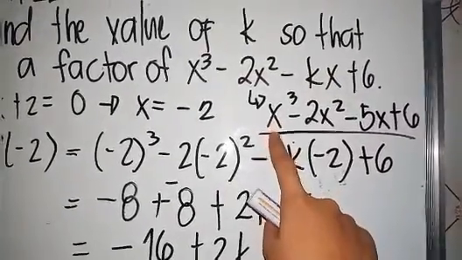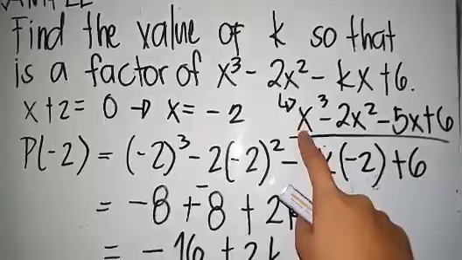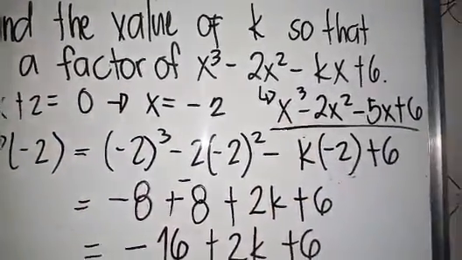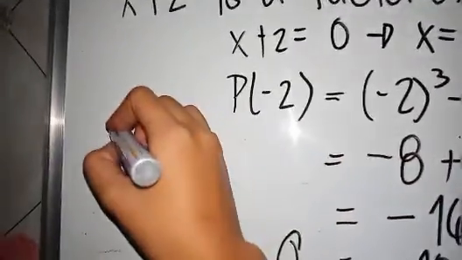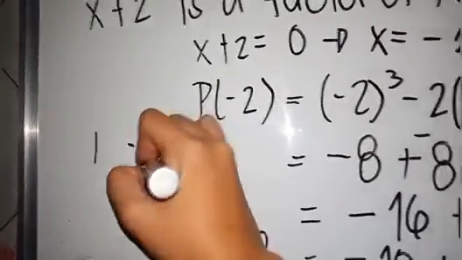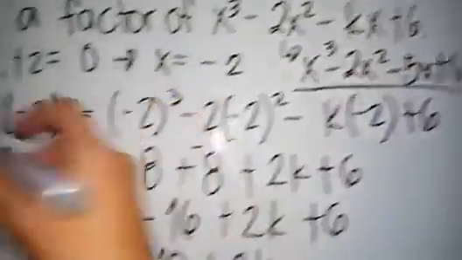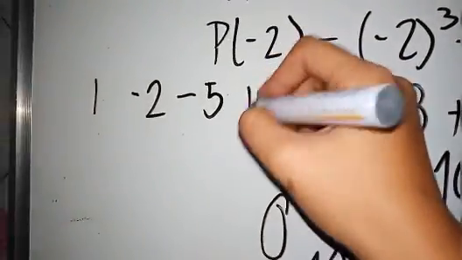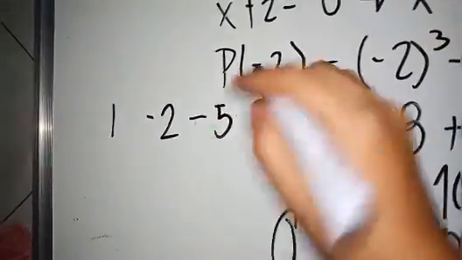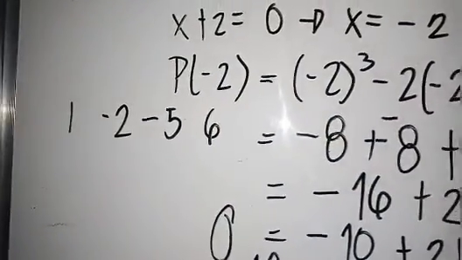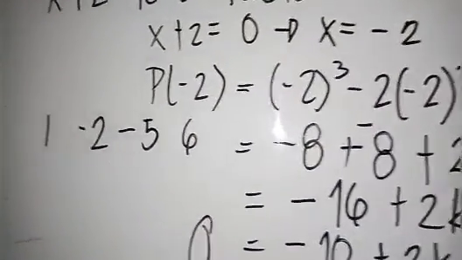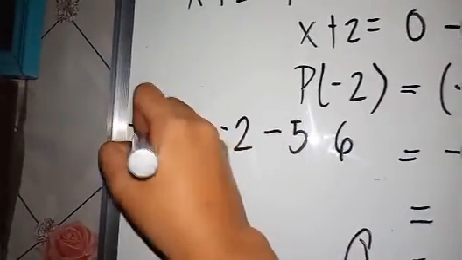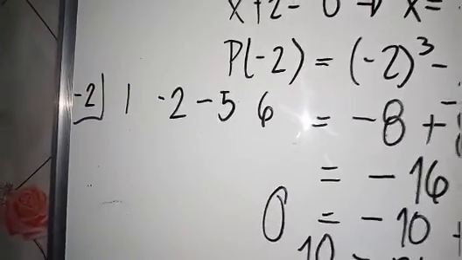So, since yung ating coefficient dito ay 1, invisible 1, then we have negative 2. So, isulat na lang natin dito. So, we have 1. Then, next is negative 2. Then, we have negative 5. Then, positive 6, or 6 na lang. Then, i-divide natin siya into, we have negative 2 as yung ating x. So, ito ay i-divide natin sa negative 2.